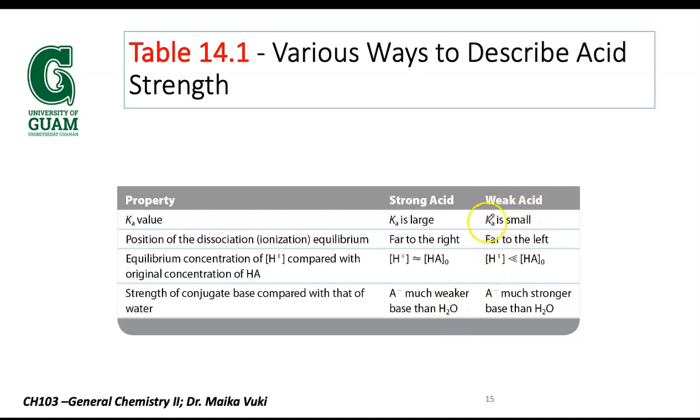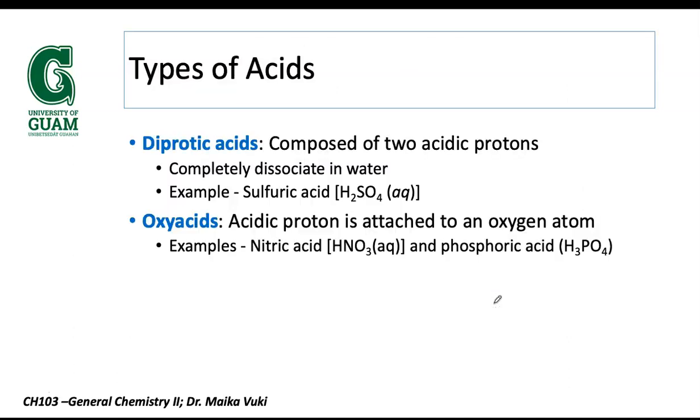In contrast, weak acid, the Ka is small. Equilibrium still far to the left. That means more of the acid are still in the final mixture. And then H plus is much, much lower than HA0, which is the original concentration. So only a very small proportion is dissociated. And then the conjugate base is much stronger than water, so it should be able to attack water and react.